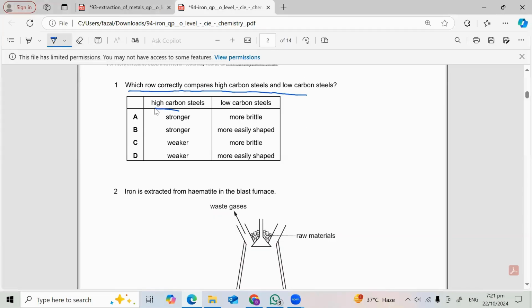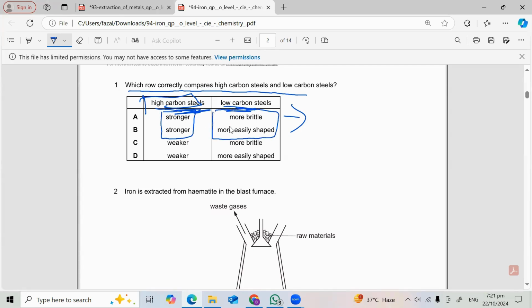As we know, high carbon steel is stronger and low carbon steel is not stronger. That's the simple property of these two compounds. Now if we see stronger, so it means that A and B can be the answer.